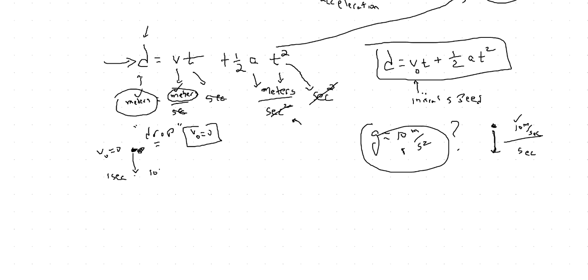So the speed is 10 meters per second. In 2 seconds, then, the speed increases again by 10 meters per second. So now the speed is 20 meters per second. And you get the idea. In 6 seconds, the speed keeps increasing every second by 10 meters per second. So in 6 seconds, the object is moving at 60 meters per second.